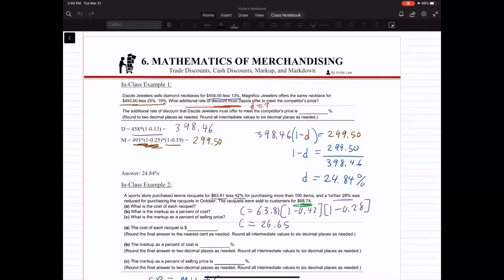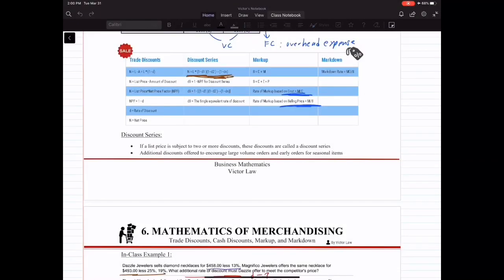So right now we're going to look at the formula sheet, and I'll show you where the formulas are. You can see that under trade discount, we have N equals L times (1 minus D). N is your net price, L is your listed price, and D is the discount rate. So for Dasso Jewelers, we're going to use that equation. N equals L times (1 minus D). So net price equals listed price times 1 minus the discount rate. And for Magnifico, we have two discounts, so we're going to use the discount series. When we have more than one discount rate, we have to use the discount series.